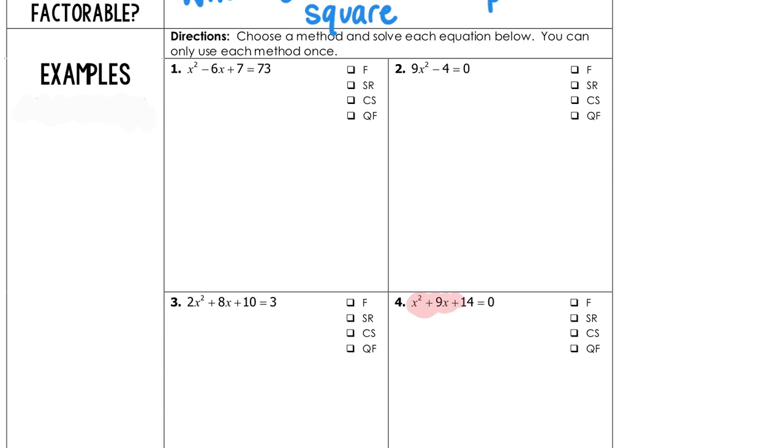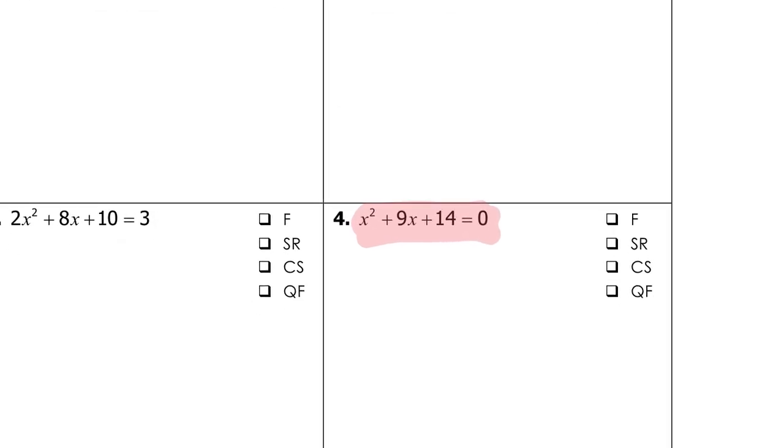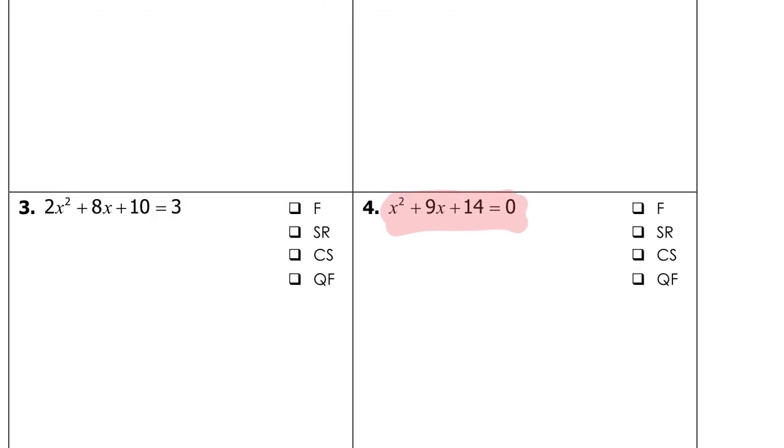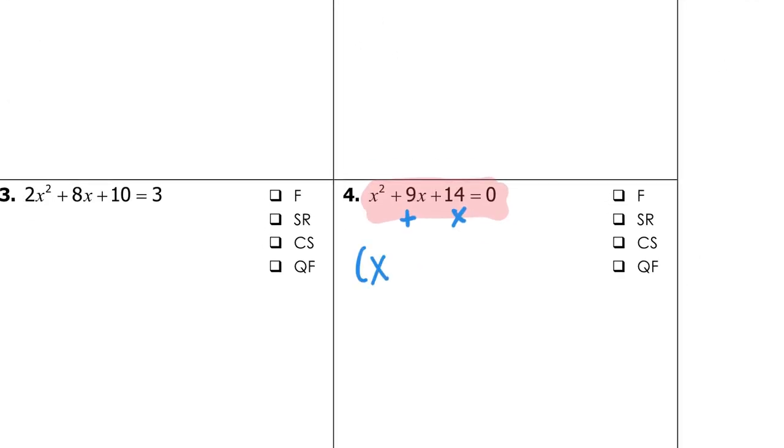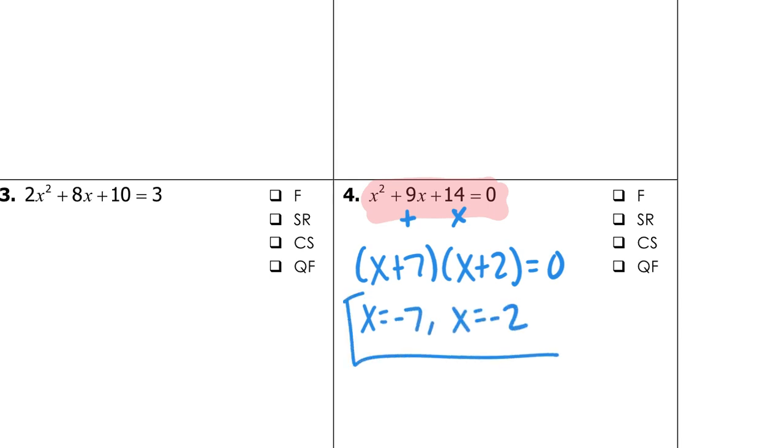It already has a 0 on the right side. And then on the left side, there's no value in front of the x squared term, which means we can use that rule to factor it. We can say what multiplies to 14. So we want them to multiply to 14, and we want these numbers to add to 9. So multiply to 14, add to 9 would have to be 7 and 2. So I'm going to write x plus 7, x plus 2. So therefore my zeros are x equals negative 7 and x equals negative 2. So those would be my answers.